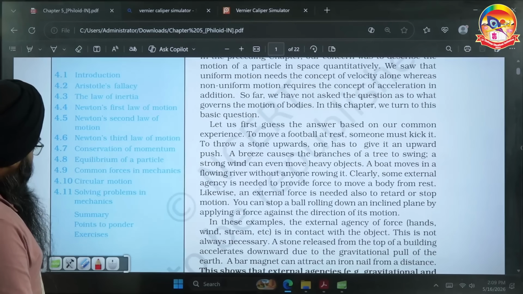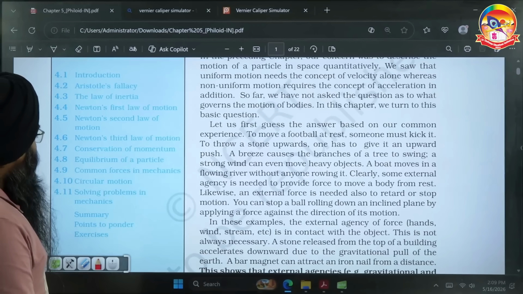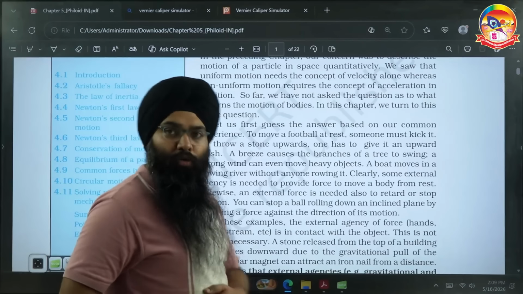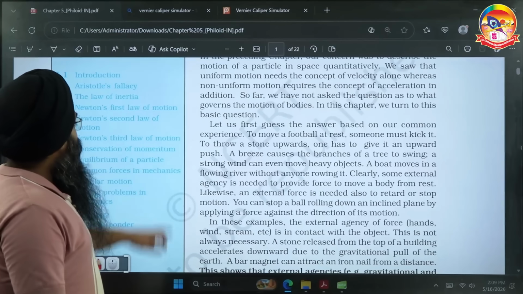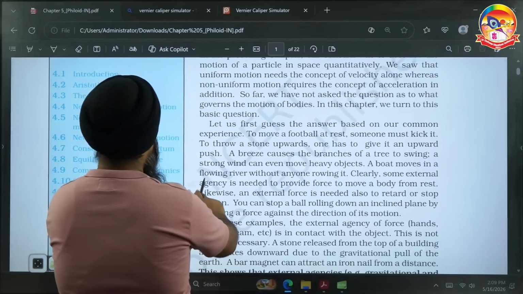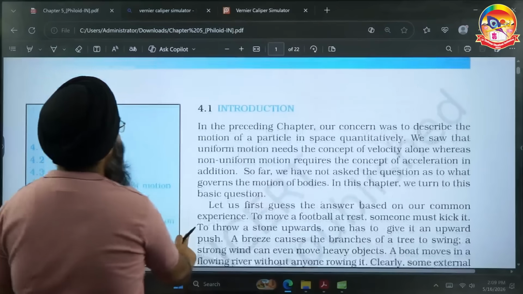I'll also tell you something about conservation of momentum, and the condition when you have to apply conservation of momentum, what the common forces in mechanics are that we have to discuss, and some questions involved in circular motion. So let's start this topic, and let me zoom it somewhat. I hope this is visible to you.